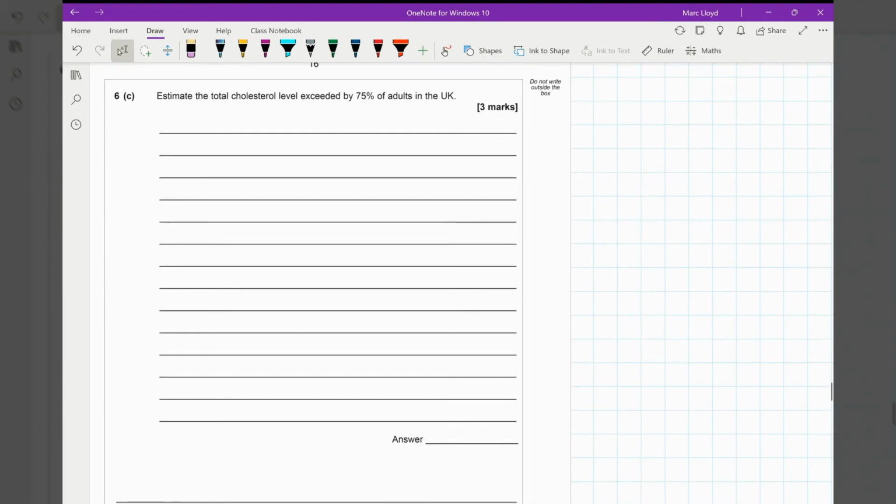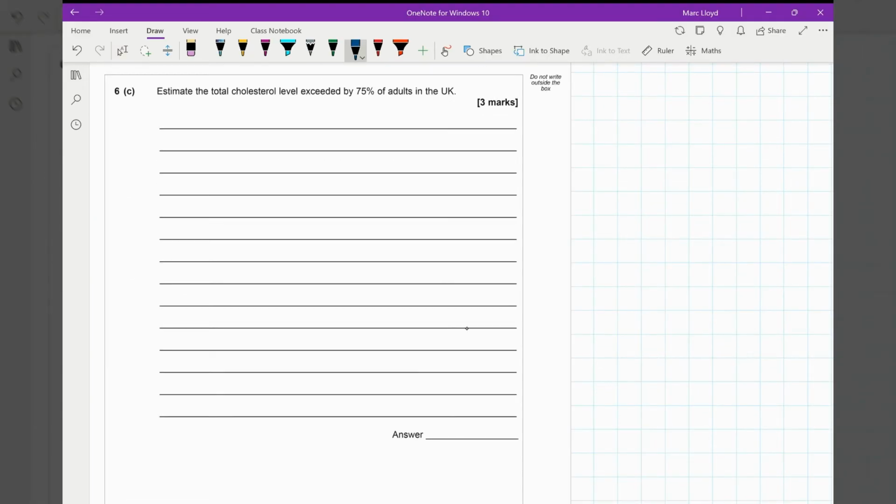Okay, estimate the total cholesterol level exceeded by 75% of the adults. So I'm going to put a little line there, because this is going to be our 50% value, because it's the mean. And then this is going to be 25%. And we want to know all of that. So what that's going to do is it's going to tell us, let me see, total cholesterol level. So I'm going to need to know the value of this probability.